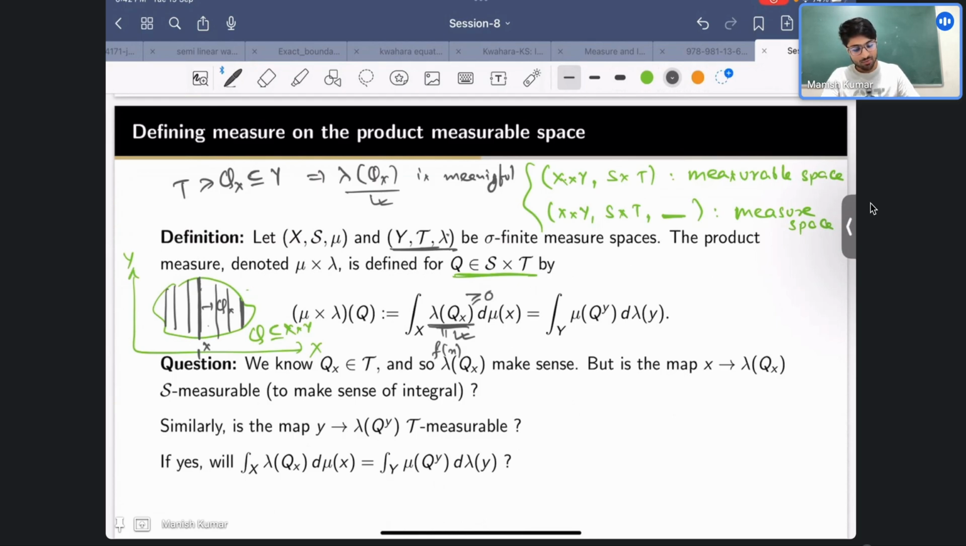So this lambda of Qx will change as x changes. So this is a function of x. Since this f(x) is non-negative, for any non-negative function we can define integration, right? So this is what we do. We define the integration over the whole X, with respect to the measure mu, because X is given with measure mu.